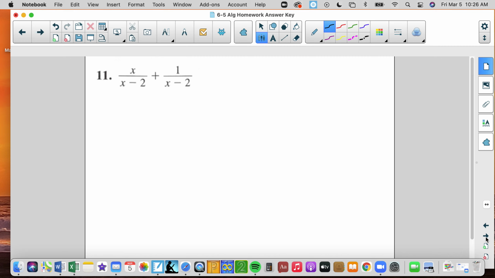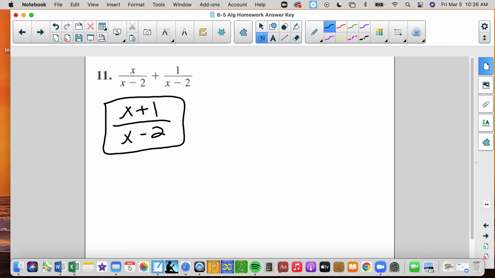Number 11, like denominators. And we can do this because they're like denominators. Just because they're binomials is okay. They still have to be the same, which they are. So you get x plus 1 over x minus 2. The x's don't cancel because they're being added and subtracted. So that's already simplified. But we can write it as a single term, or a single fraction, should I say.